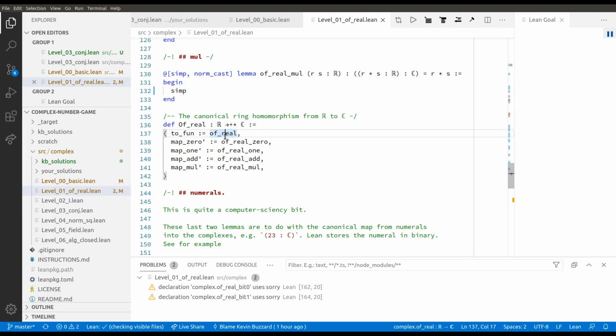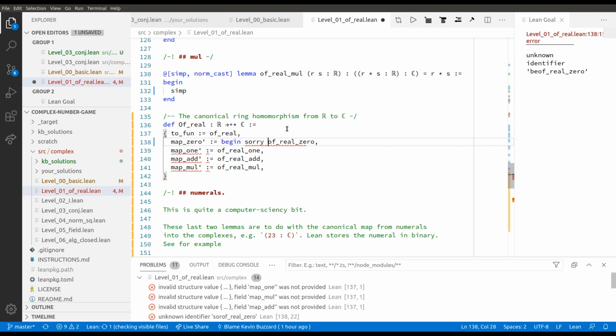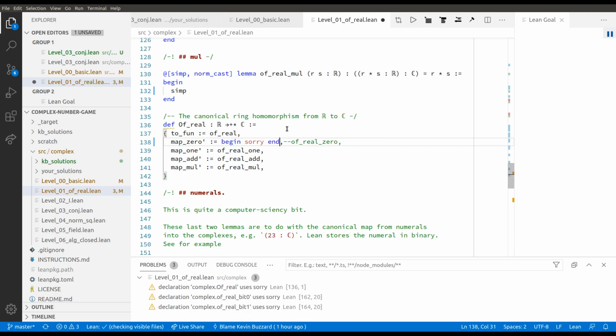So there's the data. And now we have to prove, you see, what do we have to prove? How do you prove that a map is a ring homomorphism? You can see what's going on. If I put begin, end here. There. What do we have to prove about this function to prove that it's a ring homomorphism?